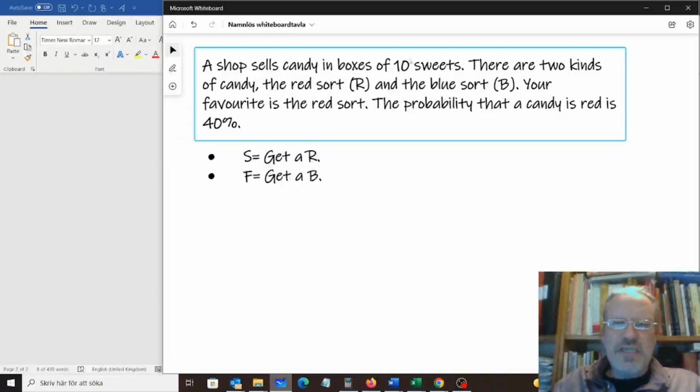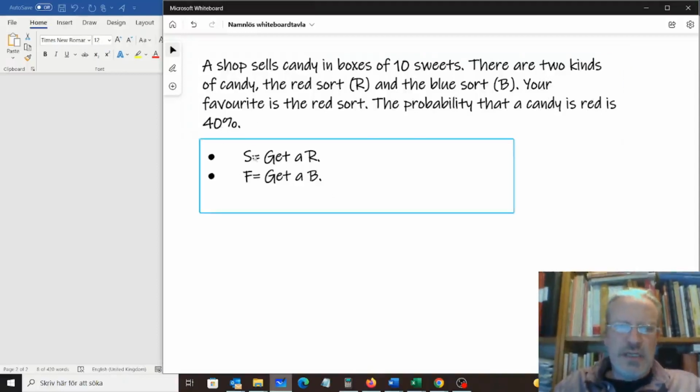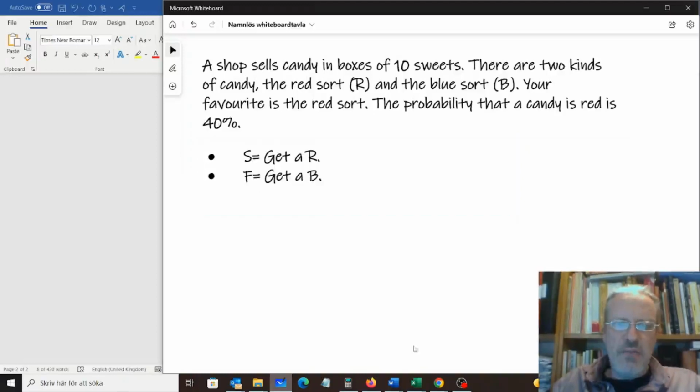We can from this see that this is binomial distribution. We have two outcomes, red or blue. It's 10 trials, so to speak, 10 sweets in one box, and the probability is always the same, 40% to get a success. So success is to get a red and fail is to get a blue.